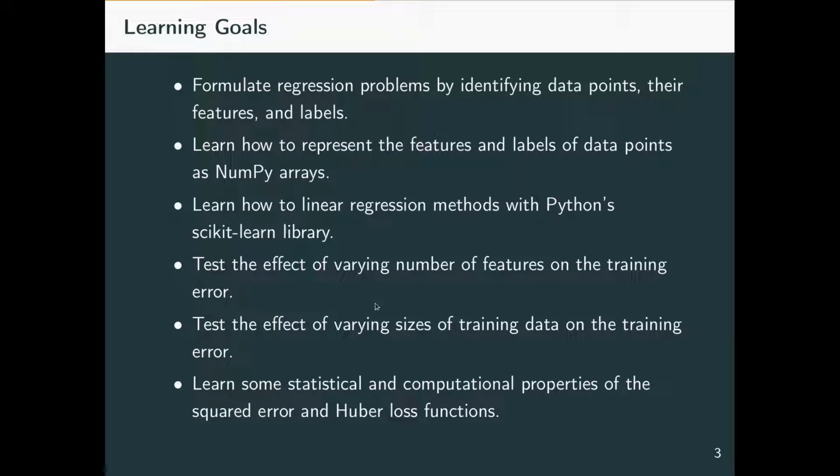And then test the effect of varying the number of features on the training error, and test the effect of varying sizes of training data on the training error. More on that we will discuss later. And then learn some statistical and computational properties of the squared error and the Huber loss functions.